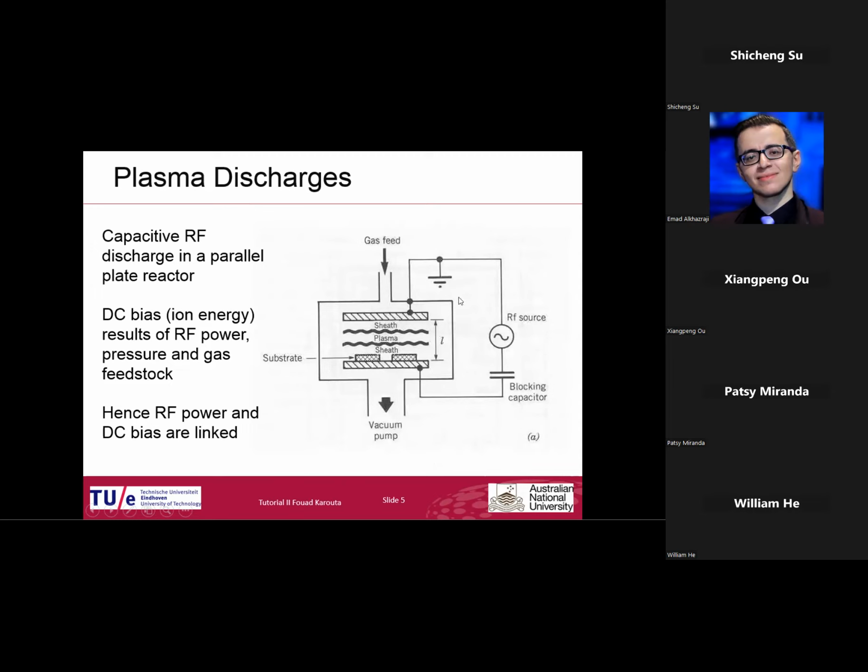Now, a typical plasma chamber will look like this. We have the gas feed from the top. You have two electrodes, and the gases are somewhere here. You apply a potential between the electrodes, you ionize the gases and you get the plasma. And this is what we call the sheath. The sheath is where you have the ions hitting the electrode. And these ions are important in reactive ion etching because they give energy. So we will discuss this later in detail.